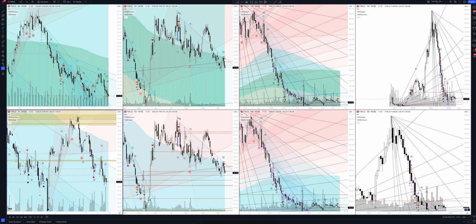Today we will take a look at Twilio Inc. stock. Let's analyze the market situation and find out how you can make money on it. Let's start.